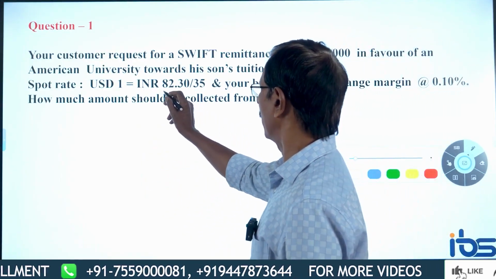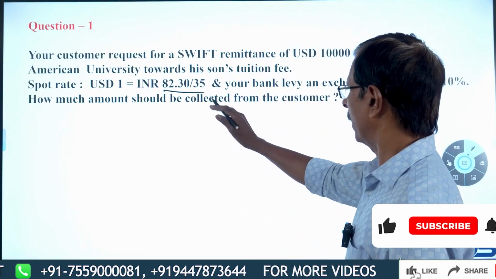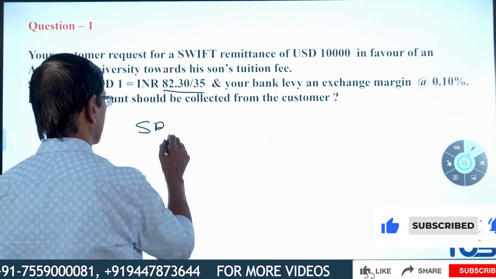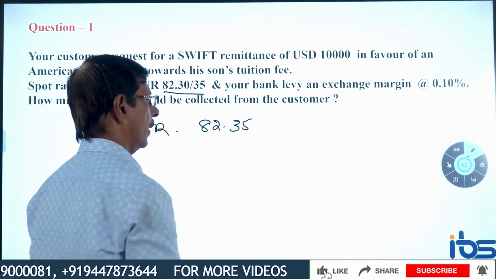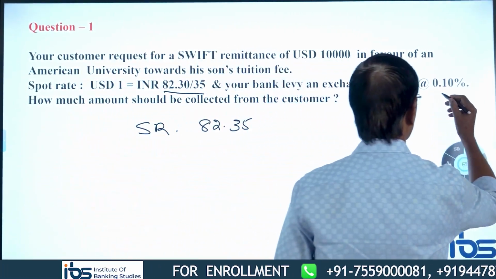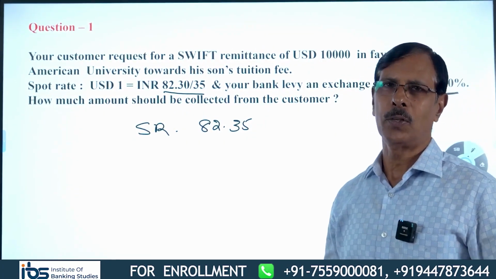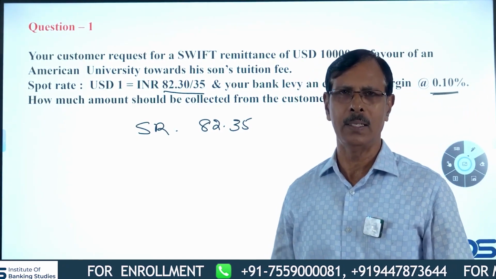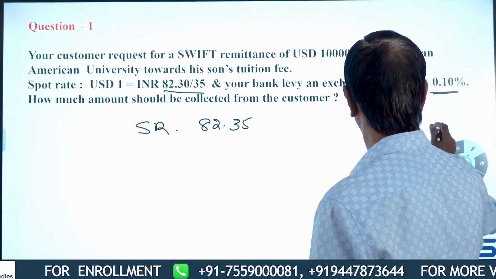So here it is given, this is the rate. From this, which is the selling rate? The highest rate, or what is written on the right hand side. So the selling rate for this transaction is 82.35. Now you have to load the margin, because margin is the profit for the bank. In any transaction, you have to account the margin. But in some questions, if they don't give the margin rate, you can ignore it. So here margin is given, so you have to account for the margin.